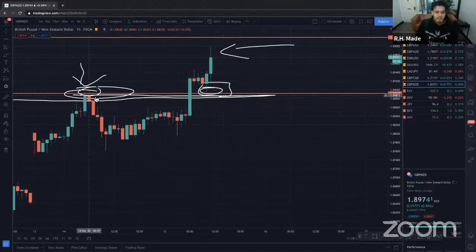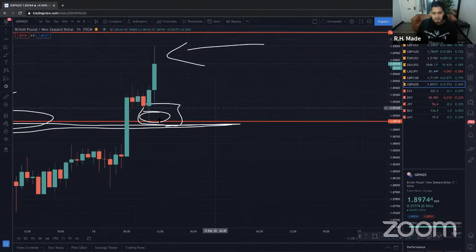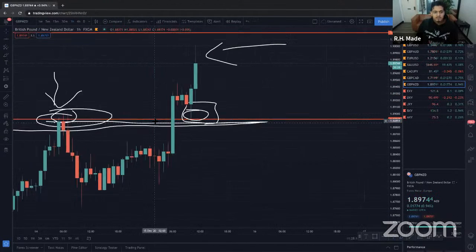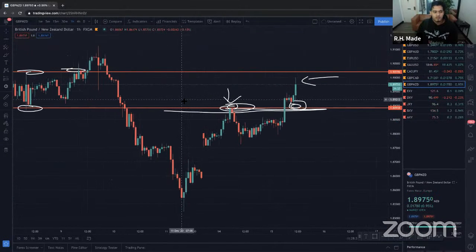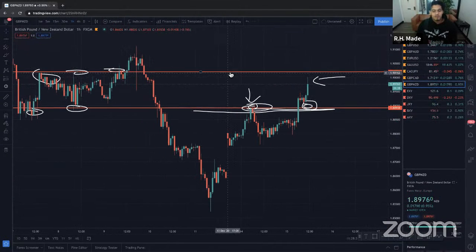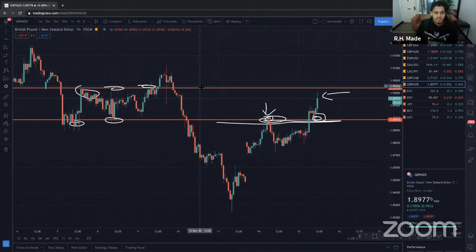You got the retest, okay, retest passed. This is where you would enter. The next support and resistance zone that we found was right here. So that would be my target area, because this is the next zone that price can just reach and come down.